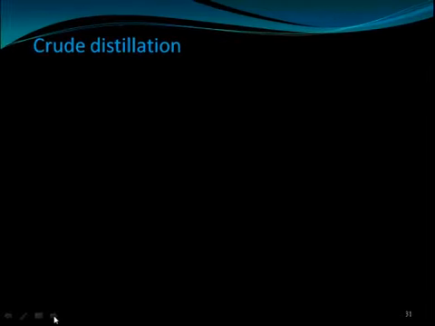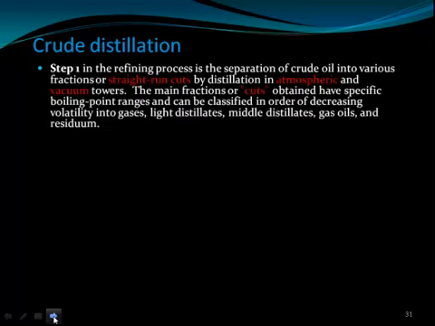Now we'll see the crude distillation. In crude distillation, we are using petroleum as a raw material to carry out the distillation, and then we can separate the components in it. It is step 1 in the refining process, where we can separate the crude oil into different fractions.